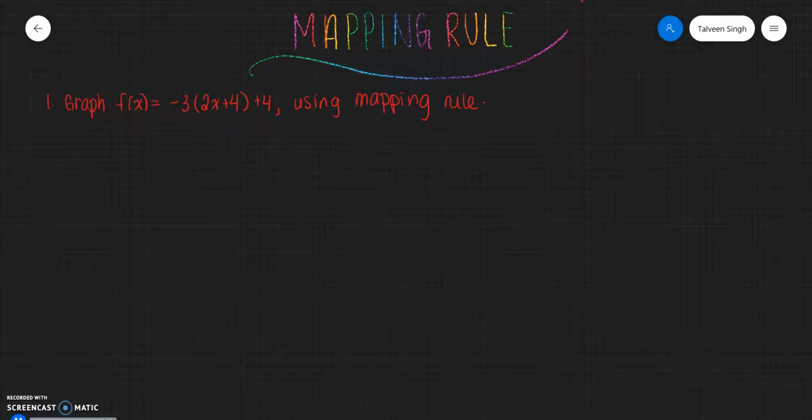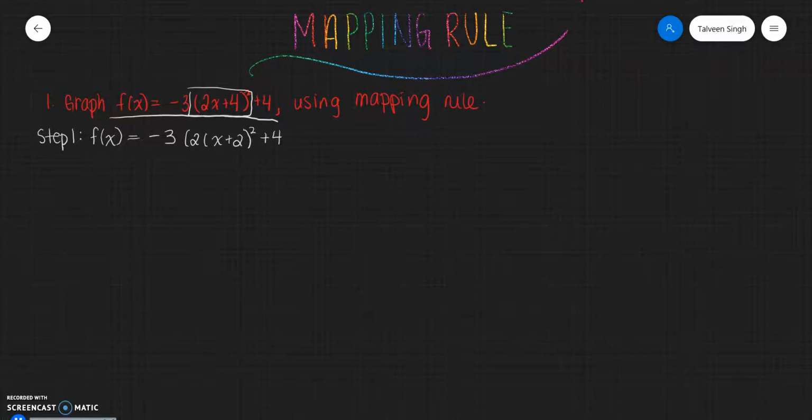So the first one is going to be step 1. You're simply going to look at your function and you are going to factor. Your function that you're given is f of x is equal to -3 bracket 2x plus 4, and then bracket again, plus 4 at the end. So what I like to do here is factor this middle term within the brackets. So you're going to have f of x is equal to -3, you're going to leave the -3 alone, you're going to pull out the 2, and it becomes x plus 2. Oops, that should be a squared over here, which means that this should be a squared here, plus 4.